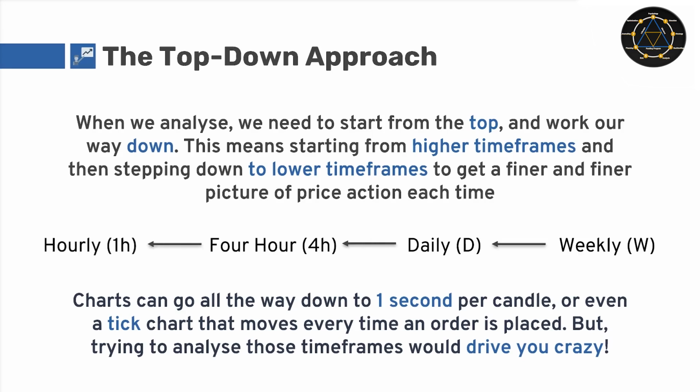So you're starting from the higher time frames and you're looking down and down and down and seeing how each of those time frames will line up with each other, whether it supports your idea or not. So why not go bottom up then? Why not start from the hourly chart and then go to 4 hour, then to daily?